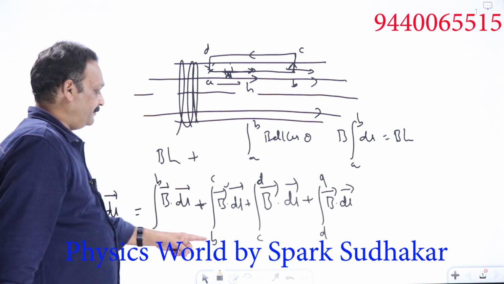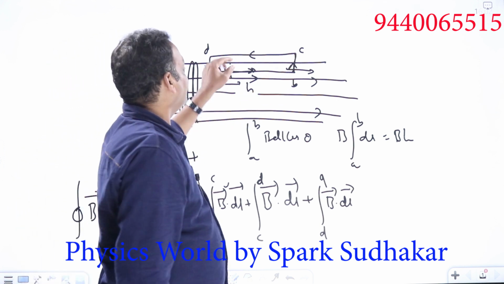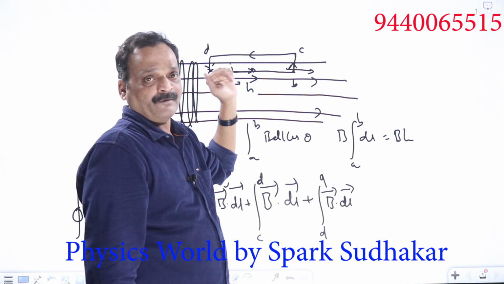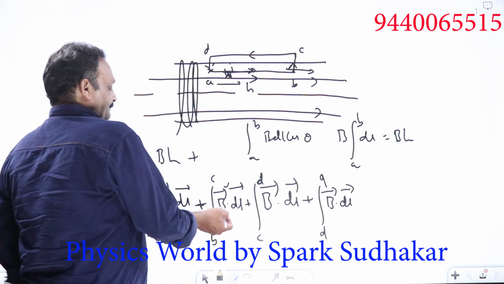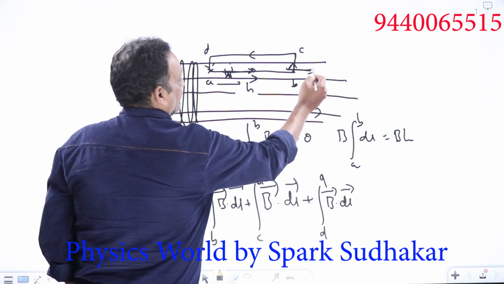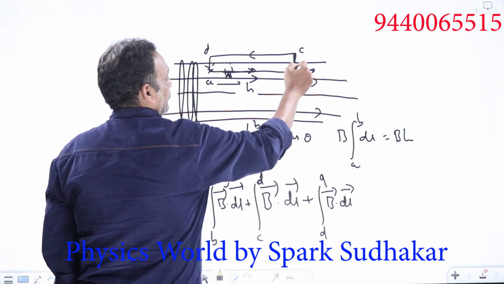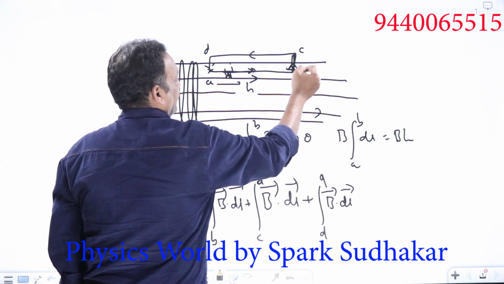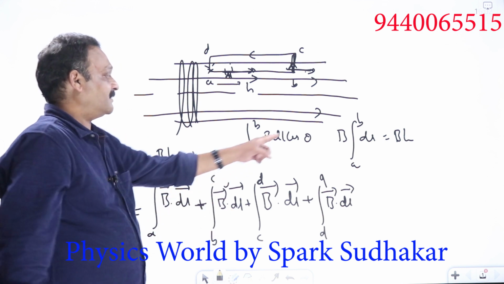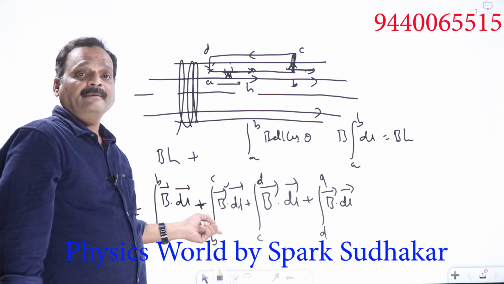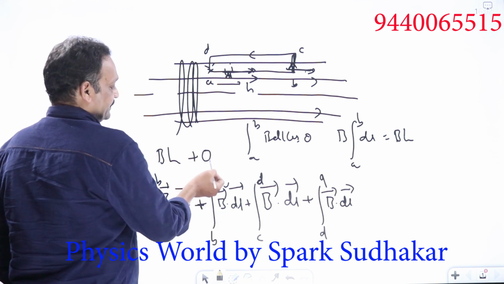Next, what about B to C, B bar dot dl bar? This point C is just outside the solenoid, and this element is extremely small. I am traversing the Amperian path in this direction, meaning dl bar is like this, and B is like this. The angle between dl and B is 90 degrees, cos 90 is 0, which means the entire integral becomes 0. So this second part is giving us 0.